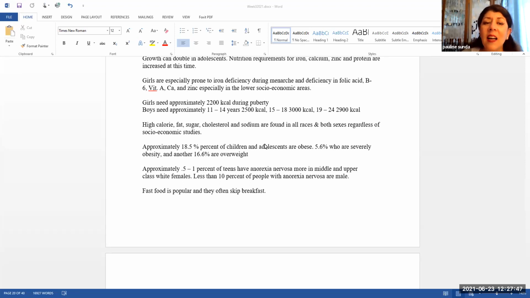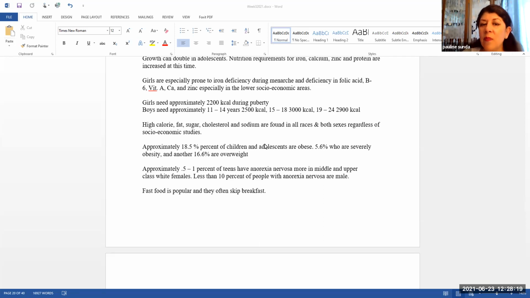Please note that high calorie, fat, sugar, cholesterol, and sodium are found in all dietary areas for the different races and genders, regardless of socioeconomic status. So it doesn't matter how much money you have or what race you are, the not good dietary components tend to be present.